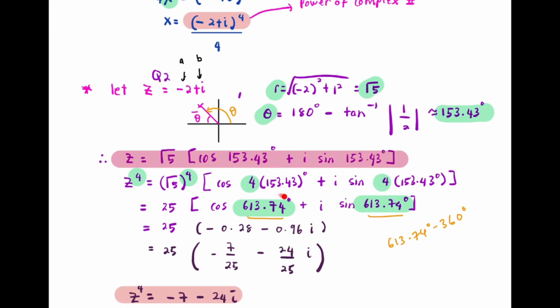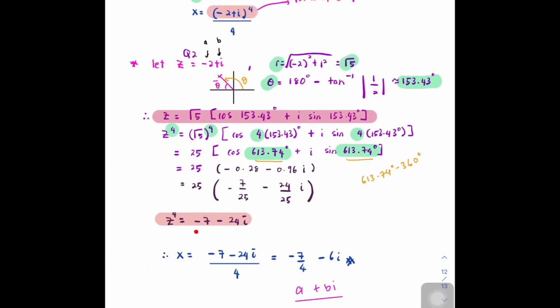So this is more than one cycle. We don't want to leave our answer like this. You can find the coterminal angle. Just take this value minus 360 degrees in order for us to find the angle in one cycle. However, in our case right now, we don't need to open up this answer here because we can straight away use calculator to find the answer and then multiply 25 inside. So this is z to the power of 4, which is negative 7 minus 24i.